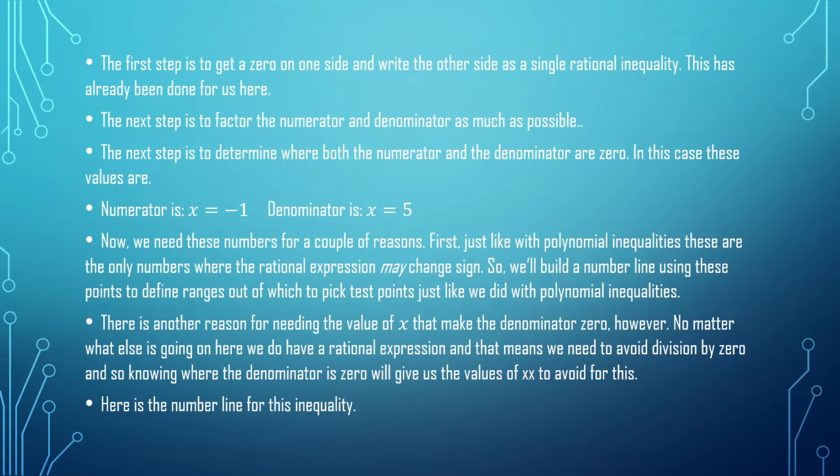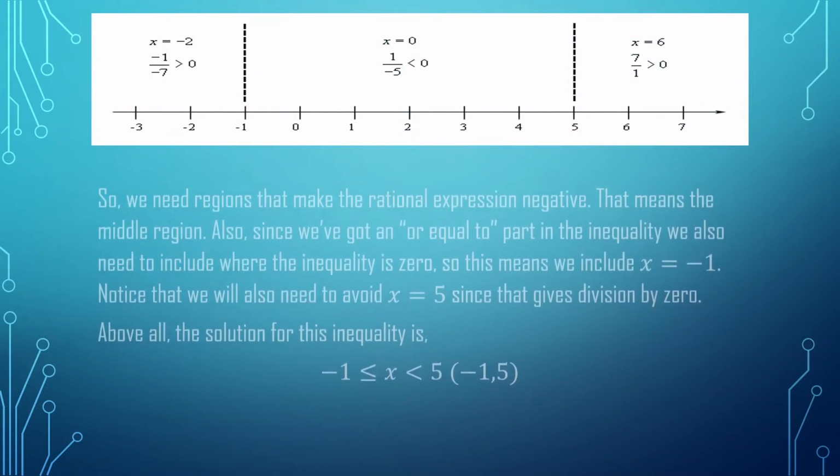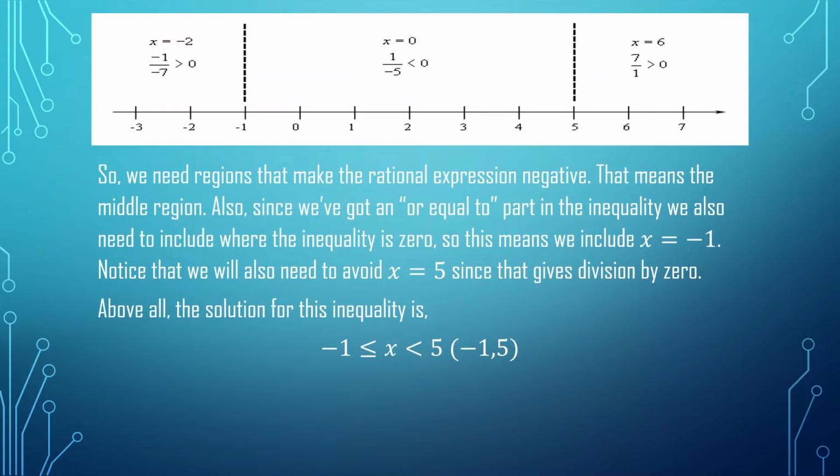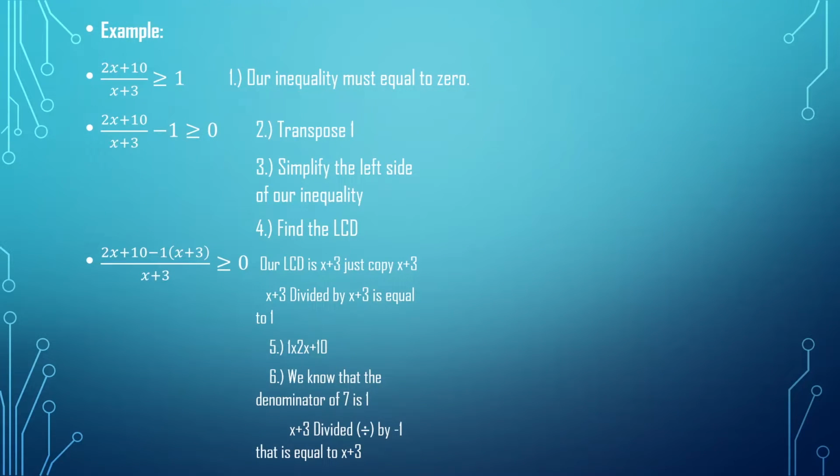Here is the number line for the inequality. So we need regions that make the rational expression negative. That means the middle region. Also, since we've got an 'or equal to' part in the inequality, we also need to include where the expression is 0. So this means we include x equals -1, and notice that we will avoid x equals 5, since that gives division by 0.